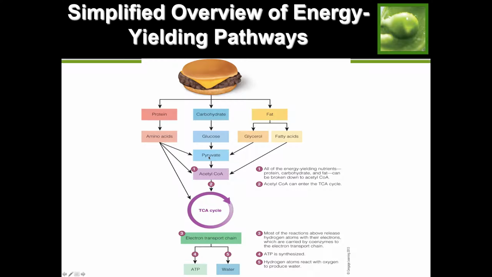Glucose is further oxidized to pyruvate, then pyruvate to acetyl-CoA, and then into the TCA cycle. Fats, or your triglycerides, are broken down into glycerol and fatty acids. Your glycerol gets converted to pyruvate, and your fatty acids get converted to acetyl-CoA, and they all end up in the TCA cycle. So pretty much they all get broken down, go into the TCA cycle, and then they go to the electron transport chain. Okay? So that's the order that you need to know.